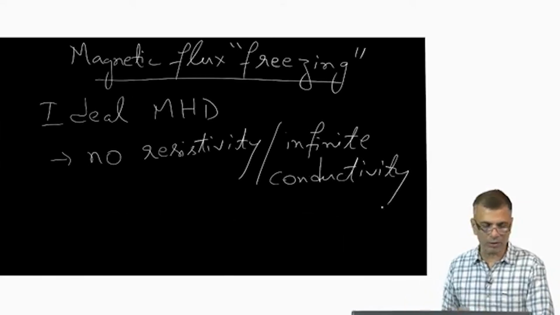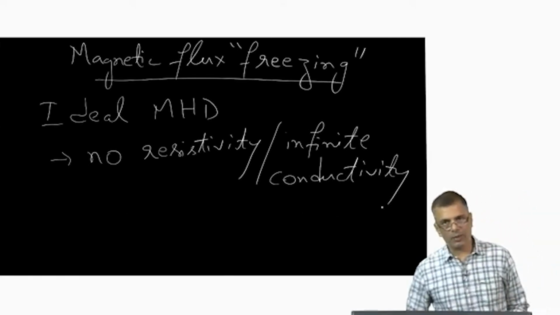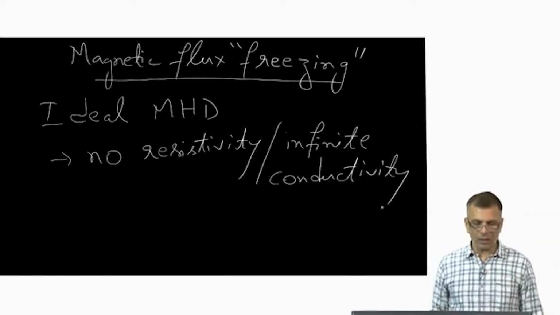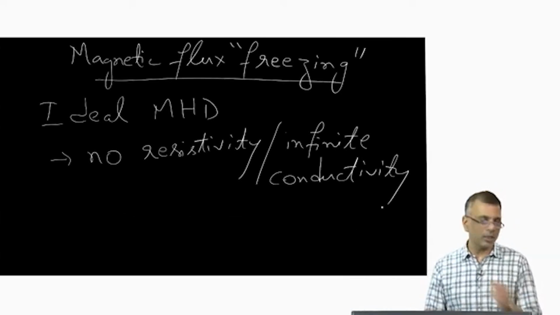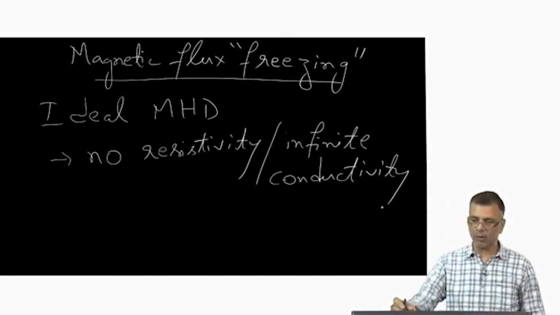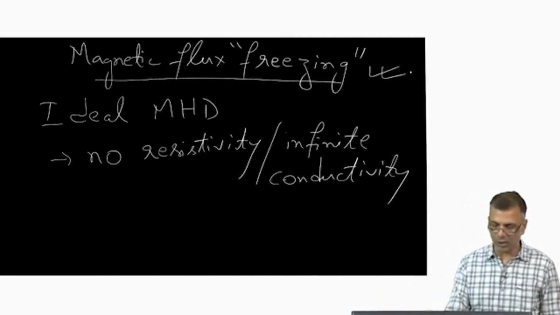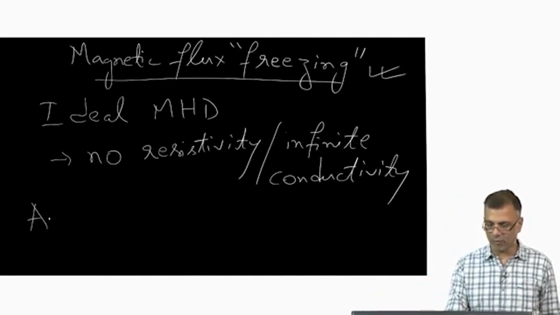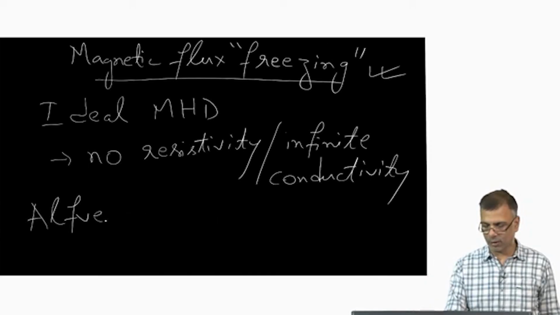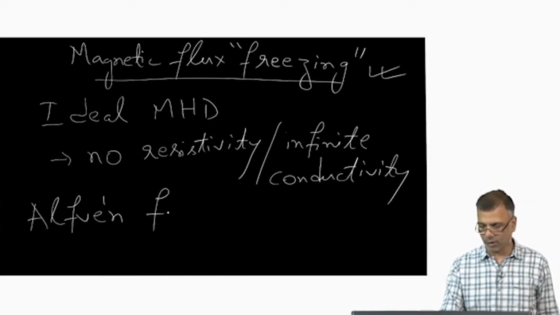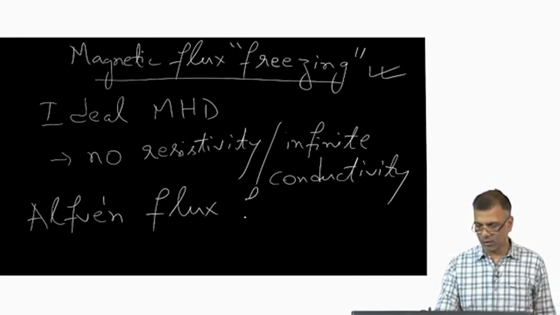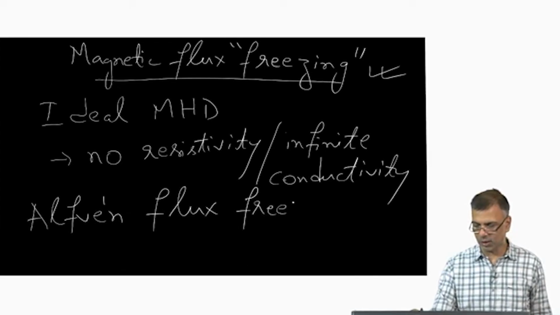As a consequence of this particular assumption, it so happens that there is this effect called magnetic flux freezing, alternatively sometimes called the Alfvén flux freezing theorem.